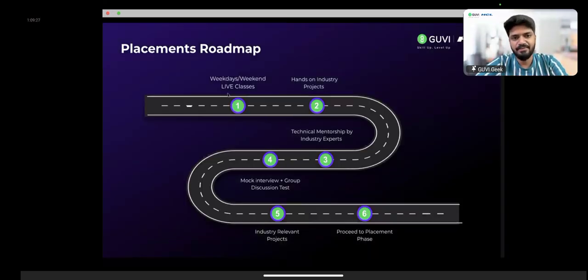Here you can see there is a weekday batch, and a weekend batch also. You have the hands-on experience over here. After that, you will be having technical mentorship by industry experts, mock interviews plus group discussions, and industry relevant projects. Then finally we will be proceeding to the placement phase.